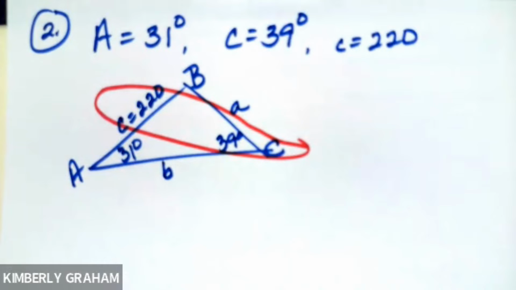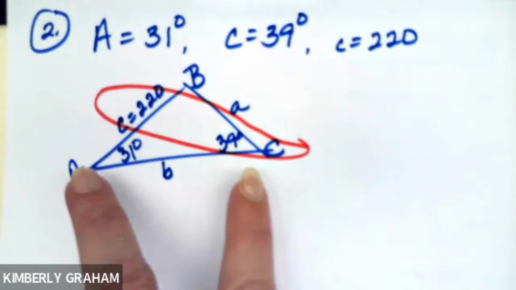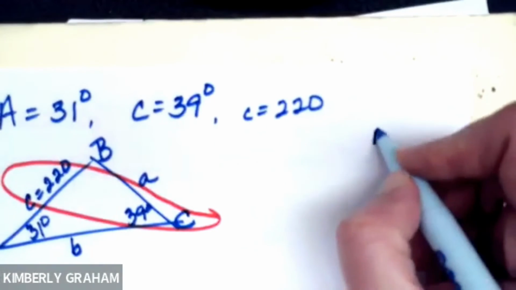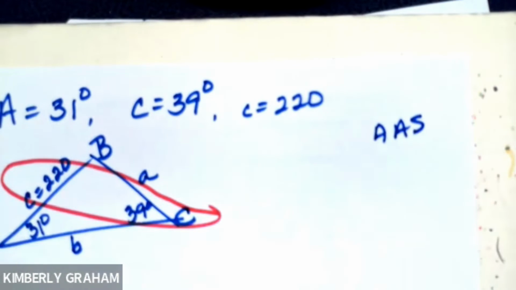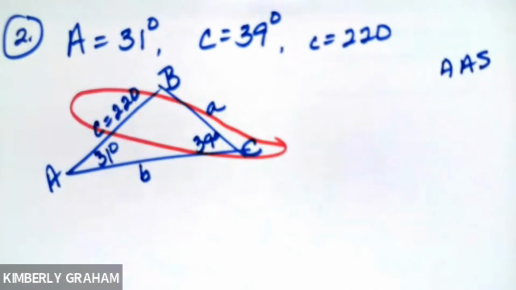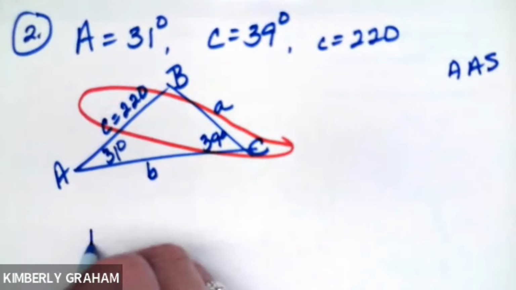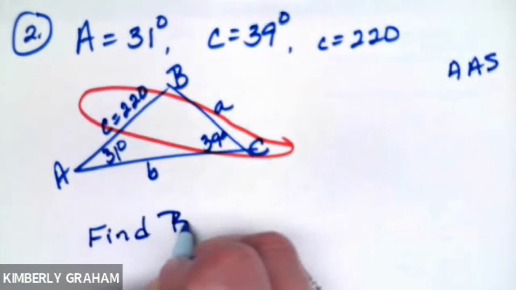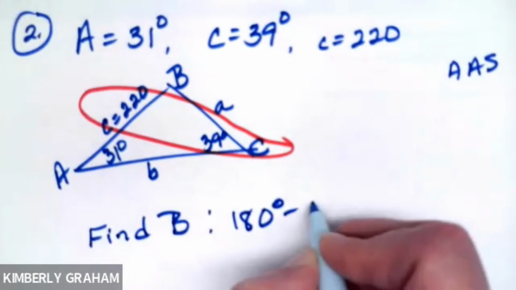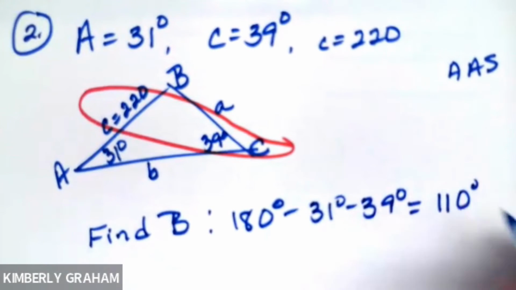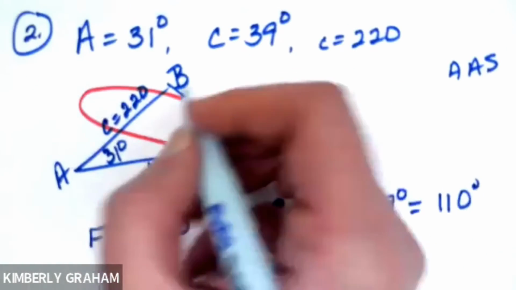Now, if you look at the information that you're given, information on two angles and then a side that's not included. So this is angle, angle, side, right? So we're using the law of sines for this problem. And again, I always like to start with angles if I can. So I know two of my angles, I can easily find my third one. So that's my first step here, is to find angle B. So it's going to be 180 minus 31 minus 39. So 110 degrees. So this angle B is 110.